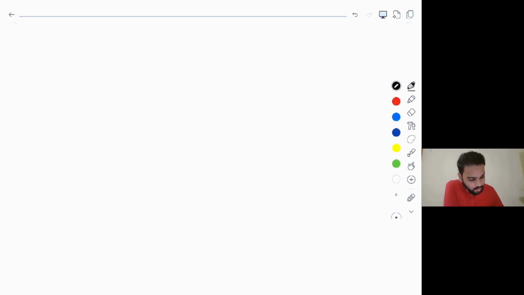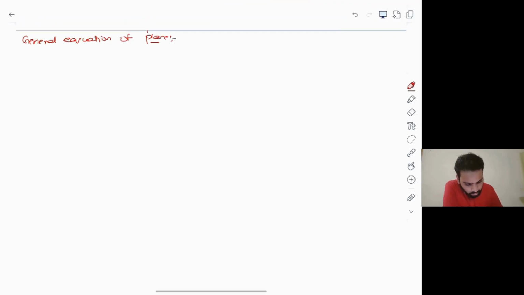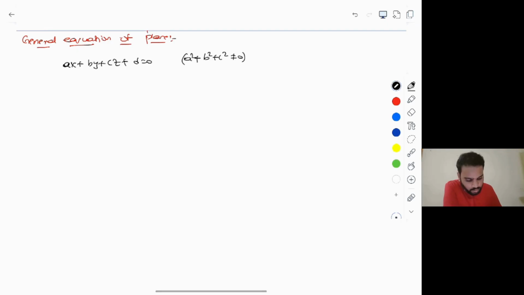First thing is the general equation of a plane. A general equation of a plane is given by ax plus by plus cz plus d equals 0, where a square plus b square plus c square is not equal to 0, for obvious reasons, because all three values of a, b, c cannot be simultaneously 0. If all of them are zero simultaneously, then there is no meaning of the equation itself, right? So that is the reason.